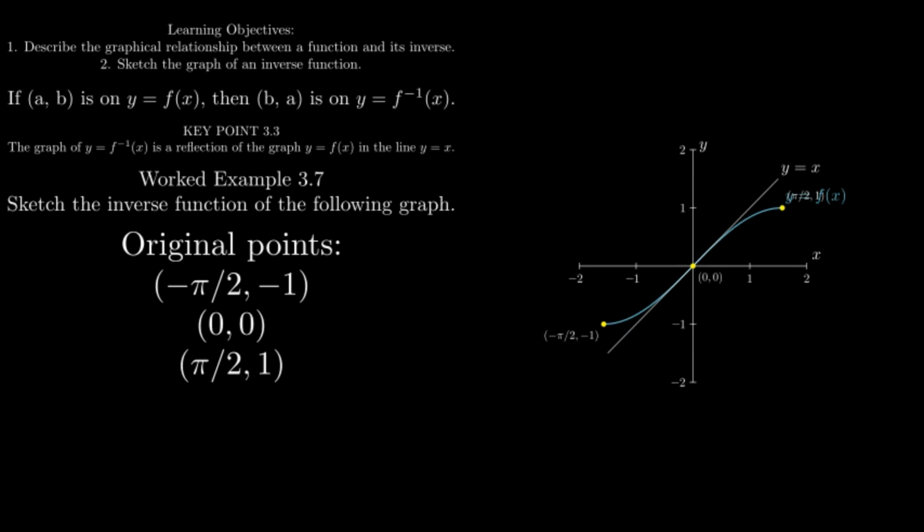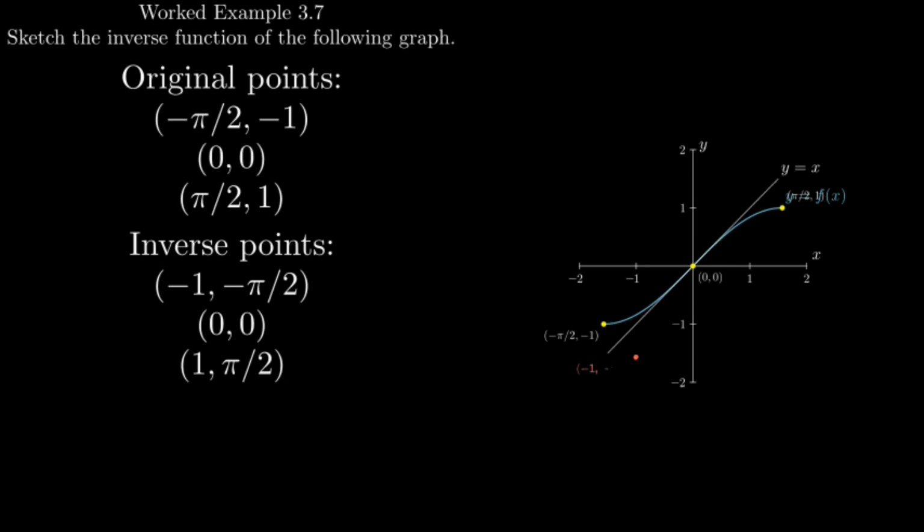Now, to find the points for our inverse function, we just swap the x and y coordinates for each of these. So minus pi over 2, minus 1 becomes minus 1, minus pi over 2. The point 0, 0 stays at 0, 0 because it's on the line of reflection, and pi over 2, 1 becomes 1, pi over 2. Now we plot these new points on our graph. Here's the point minus 1, minus pi over 2, here is 0, 0, and here is 1, pi over 2.